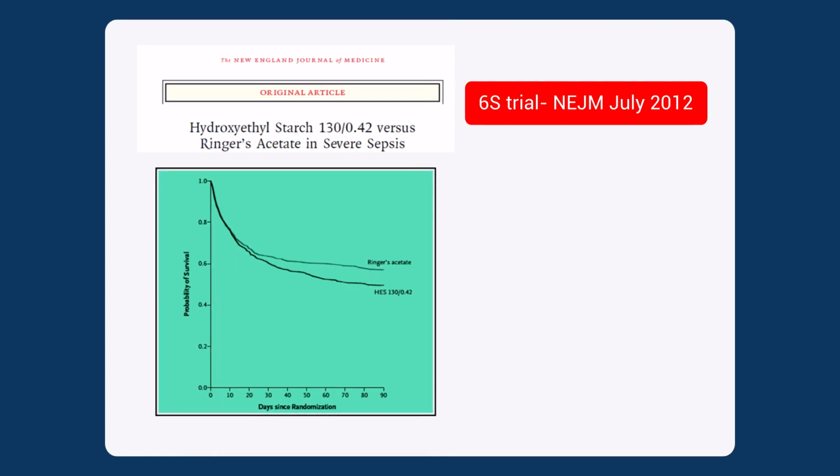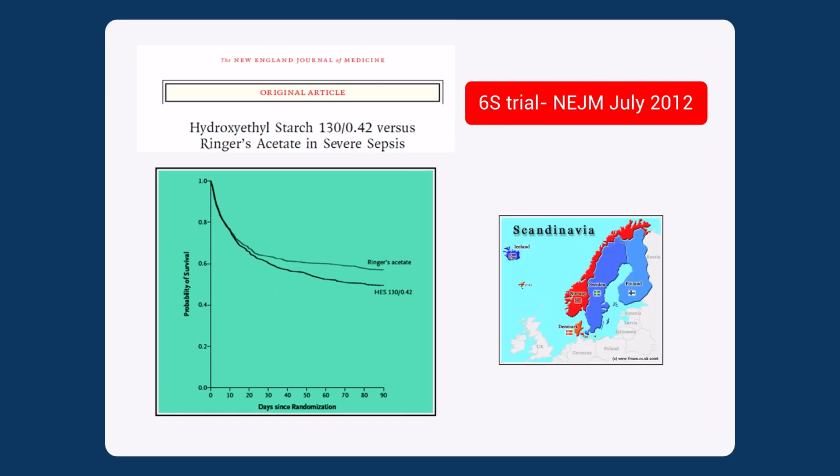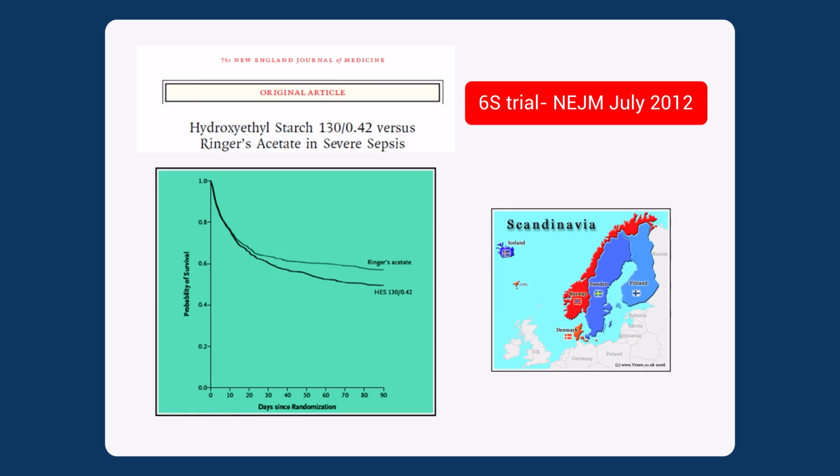The two large studies looking at starch solutions are, first, the 6S trial, where, unlike the old 10% starch solutions, they used the 6% starch solution. They compared it with Ringer's acetate solution. It was done predominantly in Scandinavia. They found that starch solutions did not have a worse mortality, but probably had worsening acute kidney injury. Again, a large amount of fluid was given. Patients were fluid overloaded, so it was difficult to say whether it was the starch or the fluid overload that was harmful in these patients.